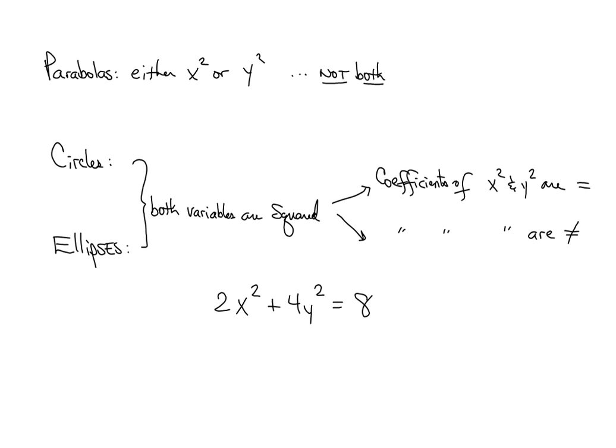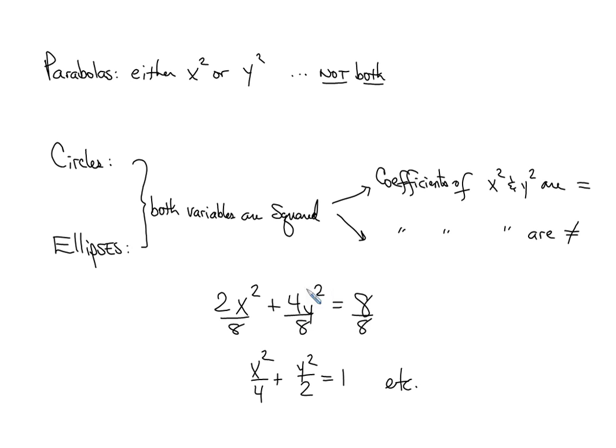Since this is an ellipse, what do we have to do to put it in the right form? Divide by 8. So you would then divide by 8, and you would get x squared over 4 plus y squared over 2 equals 1, and then you would graph it from there. Okay?